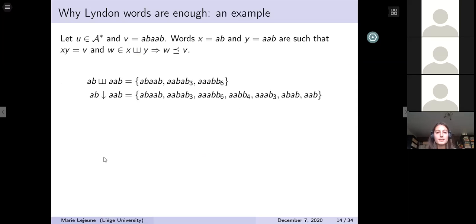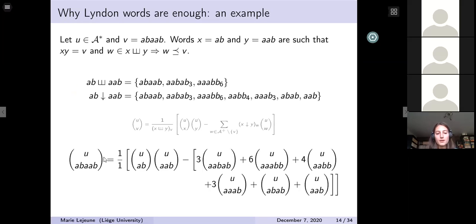So let's do an example. Let's take V, that is AB, AAB. This is not a non-Lyndon word, so I can find X and Y such that in the shuffle, all the words are smaller or equal for the lexicographical order. And this is the example we just did 2 slides before.